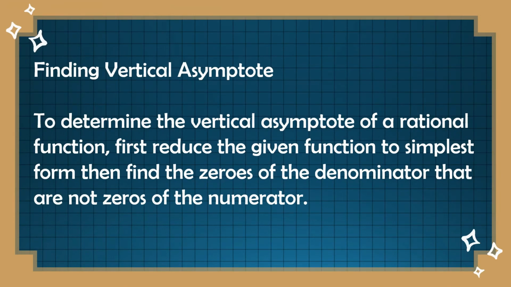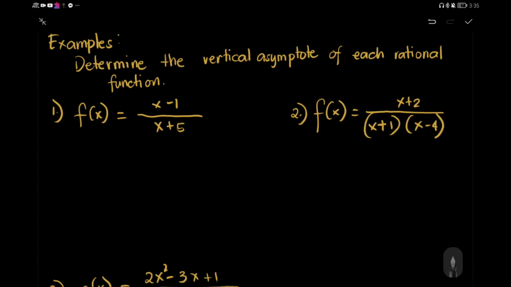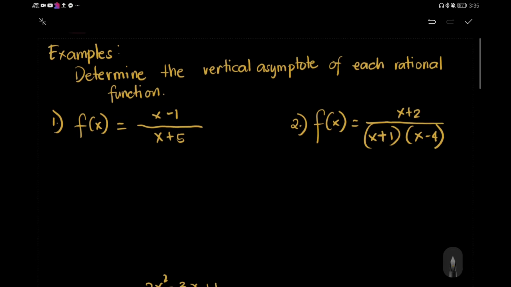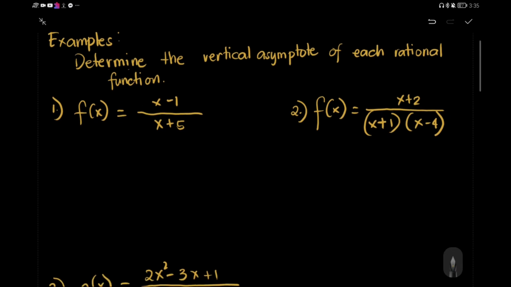Finding vertical asymptote. To determine the vertical asymptote of a rational function, first reduce the given function to simplest form, then find the zeros of the denominator that are not zeros of the numerator. Okay, now let's have an example for finding the vertical asymptote. The instruction here is to determine the vertical asymptote of each rational function.